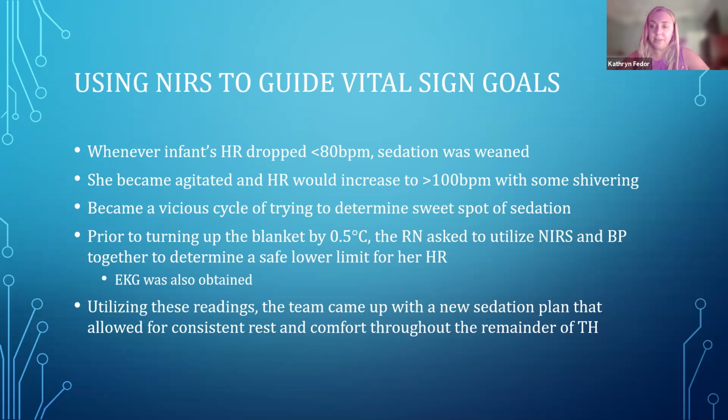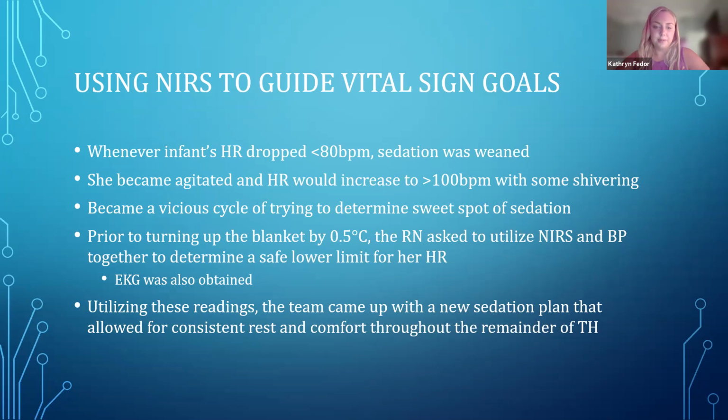the RN actually mentioned it and she said, well, I noticed when the baby hits this certain heart rate, we see a drop in the NIRS. We start to see the NIRS drop down. So maybe if we set our alarm limits and set our goals to, I believe it was 70, which was a little lower than we normally go. If NIRS is telling us that's safe for her, are we comfortable using that as a guideline?